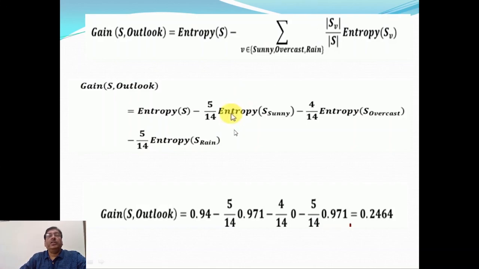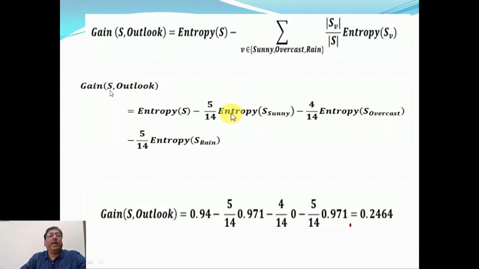Now once you know the entropy, you are supposed to find the information gain, which can be written as gain S comma outlook, that is for the entire data set with respect to your outlook attribute, equal to entropy of S minus sigma cardinality of S_v by S, where v can be sunny, overcast, rain, multiplied by entropy of S_v. Again, v over here can be sunny, overcast, rain, and so on. So try to work with this.